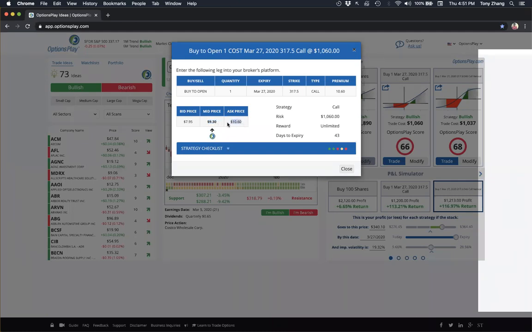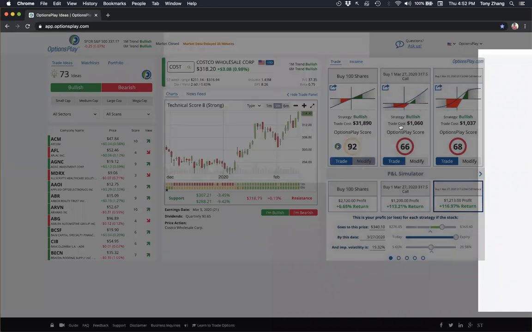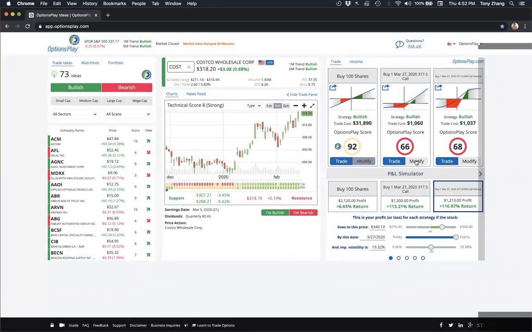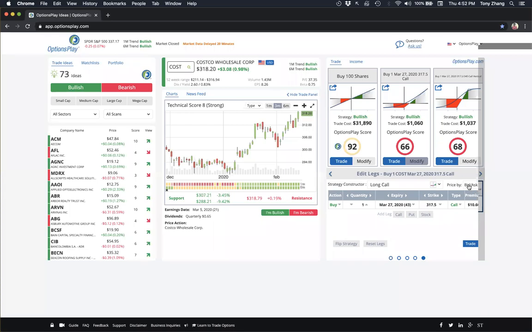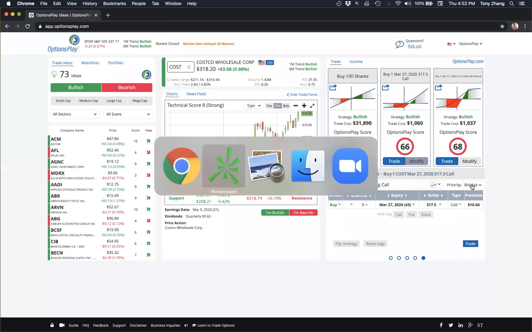I certainly wouldn't try to pay $10.60 for this call option. And as you can see, if you did end up paying $10.60, that's a pretty poor risk to reward ratio. But if you were able to pull this off at 9.30, that makes the risk reward ratio of this call option substantially better. And that's the difference between a bad execution and a great execution. So it's so important that you try everything you can to get the best possible execution. And the best way to do that is to start with a limit order.